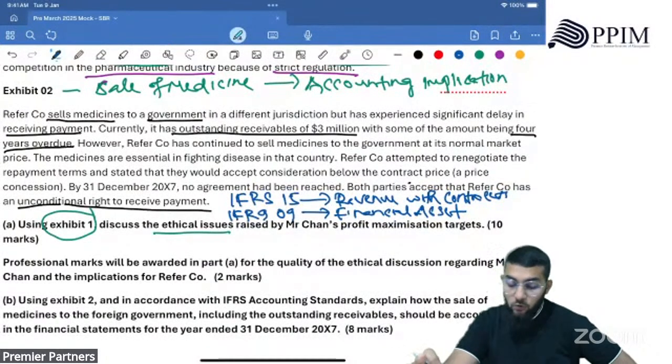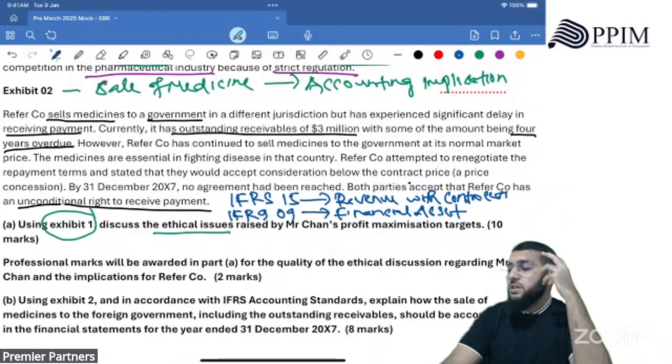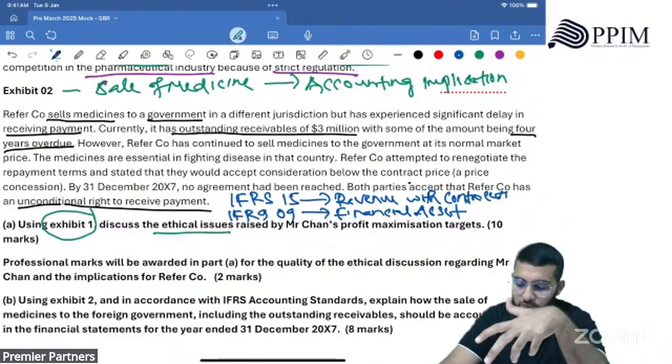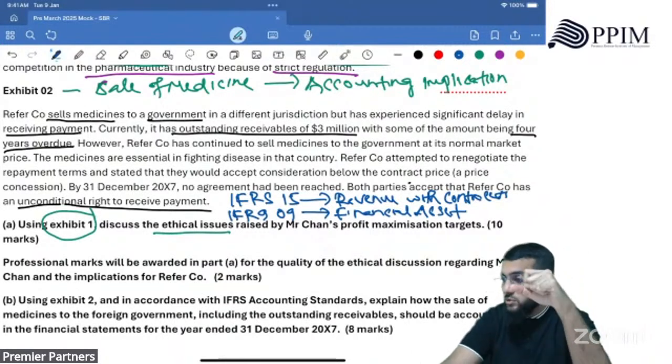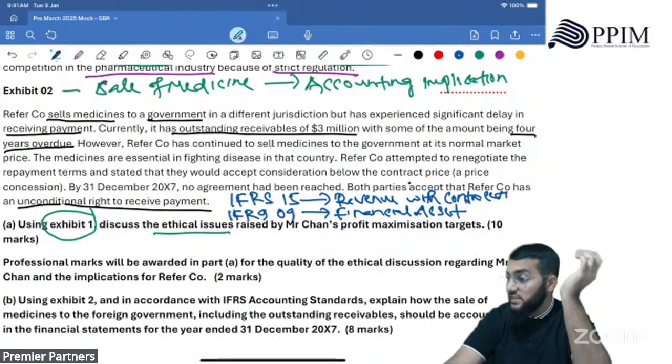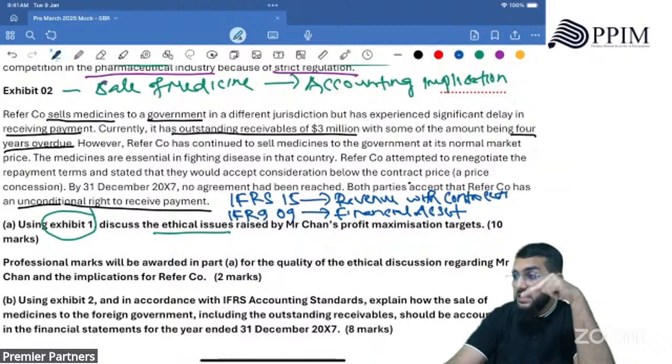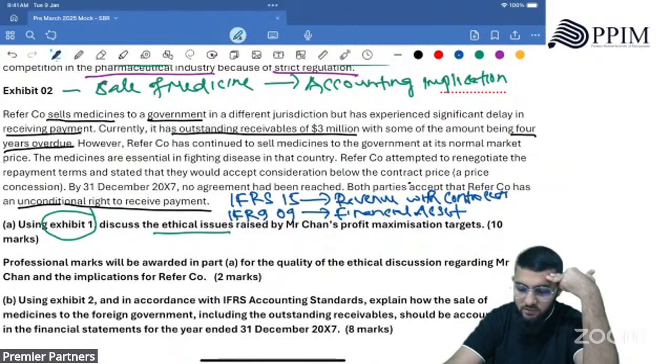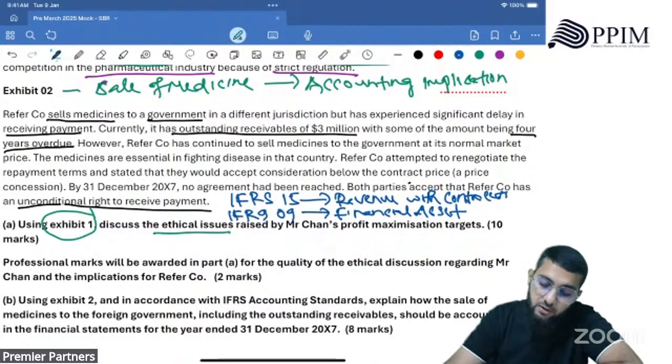Now, when it comes to the new sales, as per IFRS 15, can they make the new sales while there is an outstanding balance? They know that they have an unconditional right to receive payment and they are sure that they are going to receive the payment. But the receivable is outstanding for a very long period. So what will you be doing there?